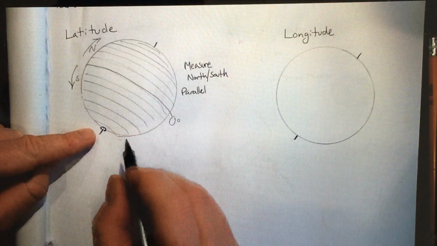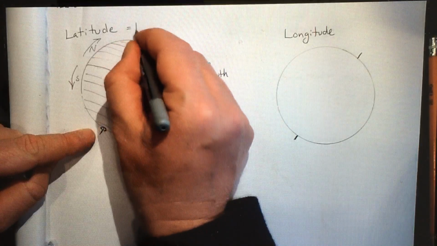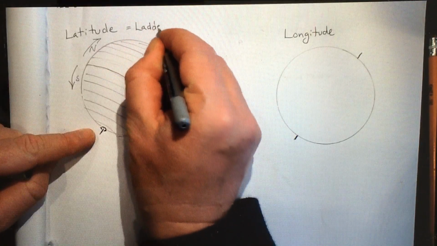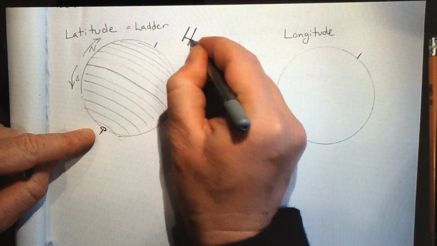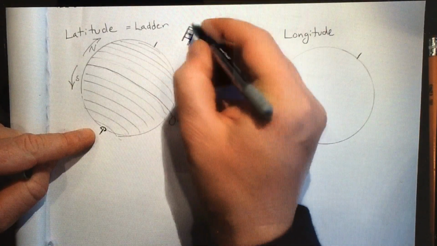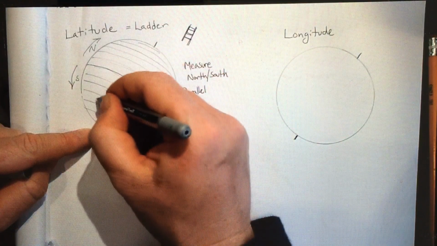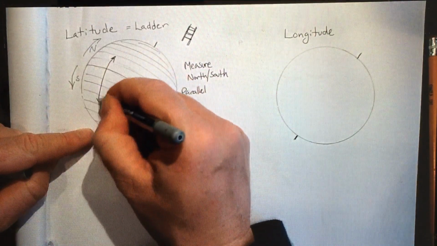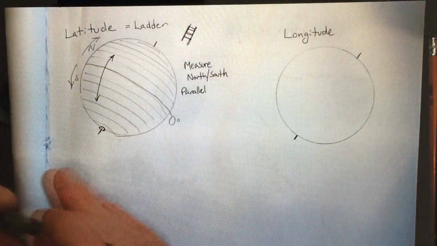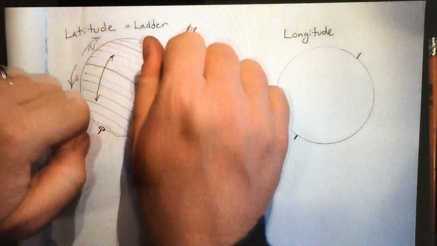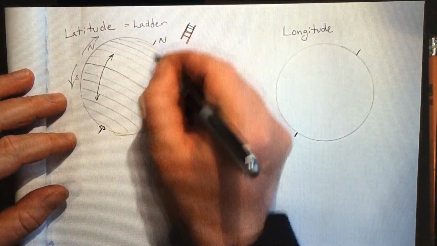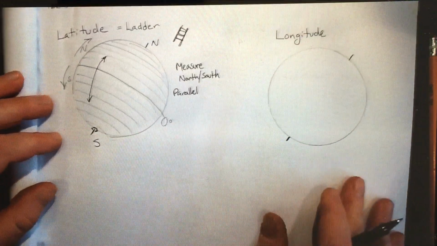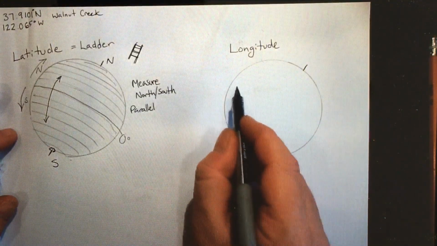Now, how do I remember the term latitude? I think of them as rungs on a ladder. Rungs on a ladder are also parallel, and they go up and down. And you can imagine some giant going up the ladder or down the ladder to the North Pole or the South Pole.